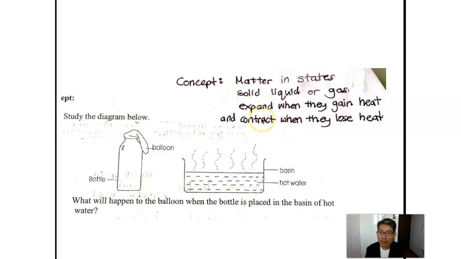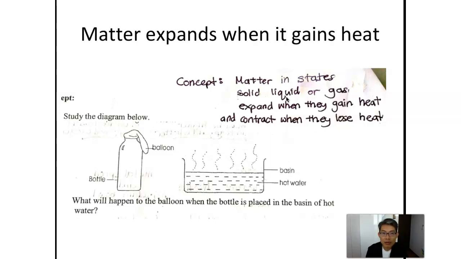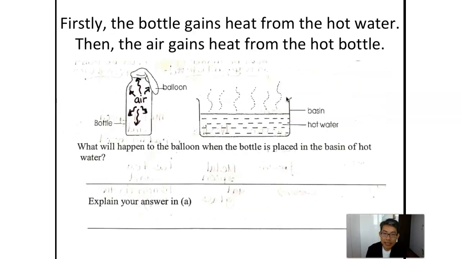Whether it's solid state, liquid state, or gaseous state, matter will expand when it gains heat and contract when it loses heat. Now, take note that gases will expand a lot more and a lot faster compared to solids and liquids. That is why you do not see your parents' kettle or frying pan become big and expand just because they place it over the stove. So the basic concept here is that matter expands when it gains heat.